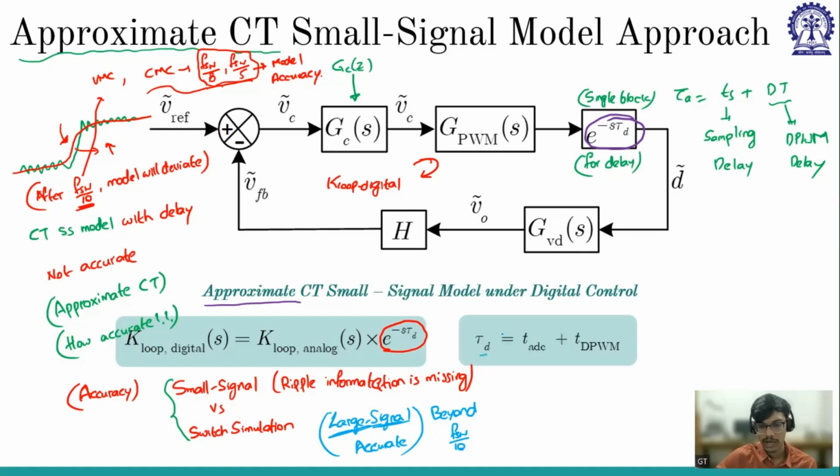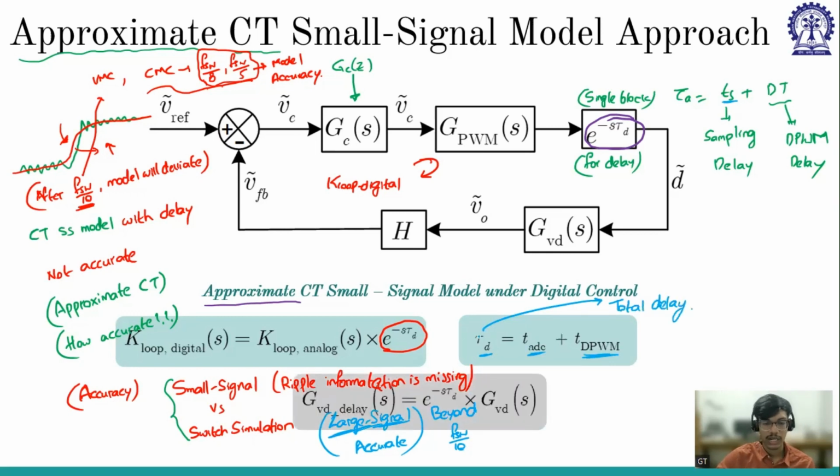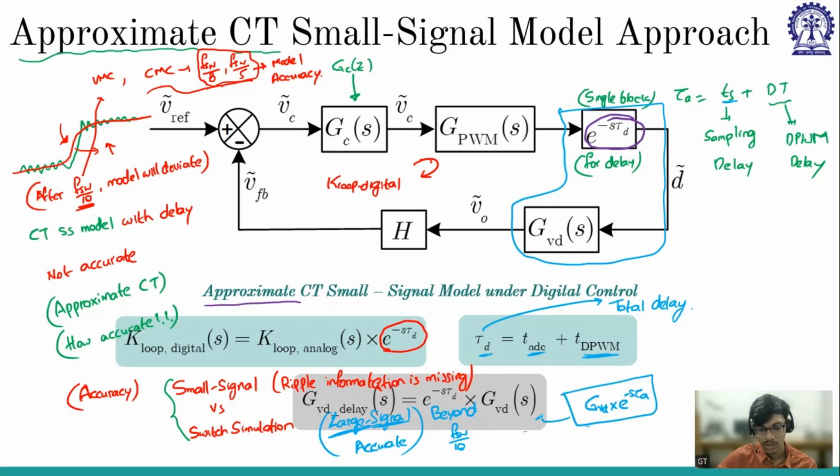So again, the tau d, as we have discussed, one is the sampling delay or the ADC delay, and the other one is the DPWM delay. So tau d is the total delay that is there in the loop. In the S domain, we are considering whatever is there in the continuous domain with extra delay. Now if we club these two, then what happens? We will get GVD into e to the power minus s tau d, right? So this is the GVD with delay. That is what we have written here. So the GVD of s with delay is GVD of s into e to the power minus s tau d. So we are additionally getting this delay in S domain.